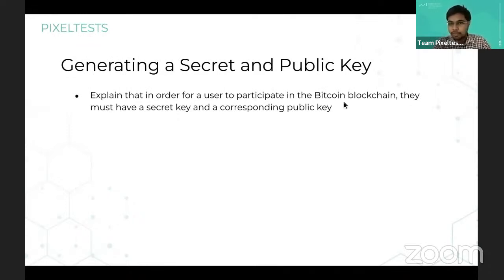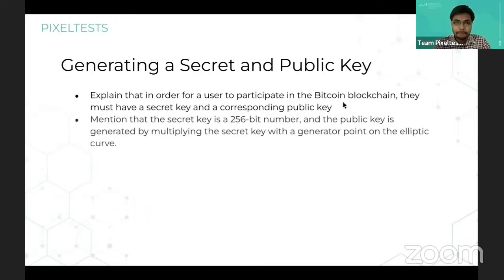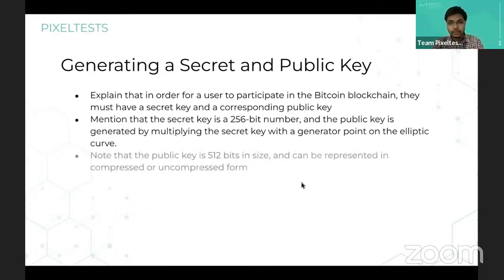a secret key and a corresponding public key. Now, in our lectures, we have also mentioned that the secret key is a 256-bit number, and the public key is generated by multiplying the secret with a generator point on the elliptic curve, right? So this we will be able to show on a graph, so it becomes easy for you to understand.